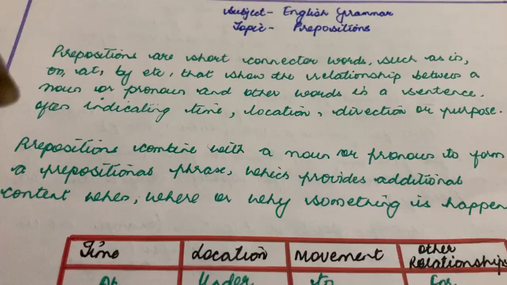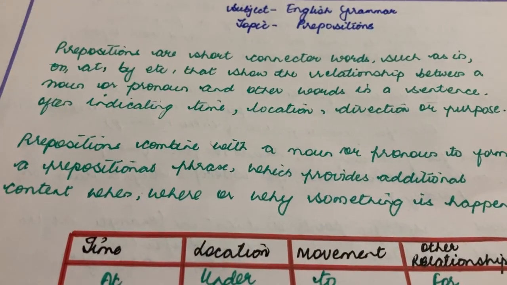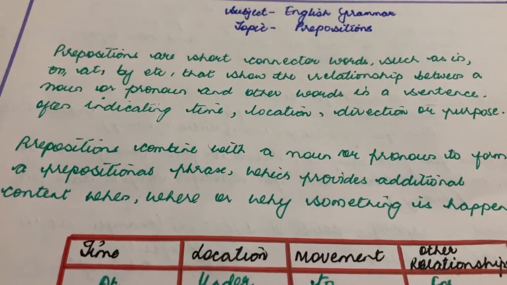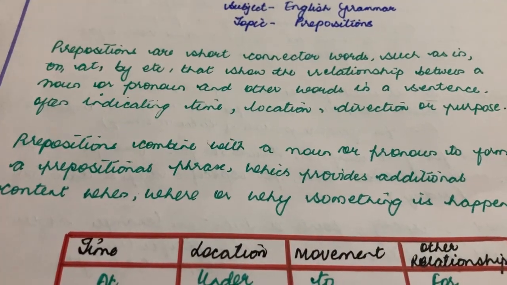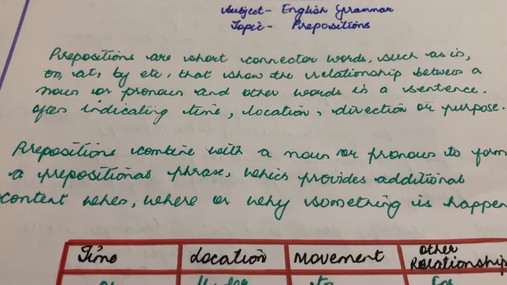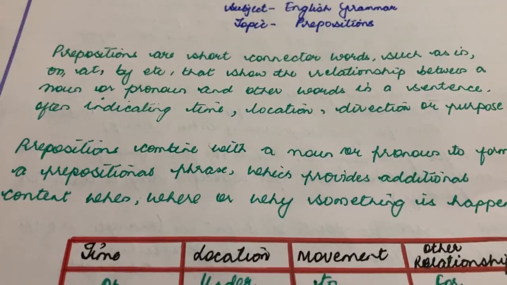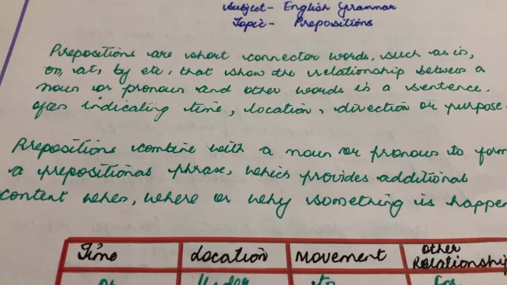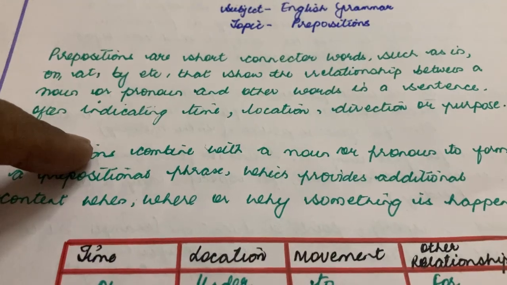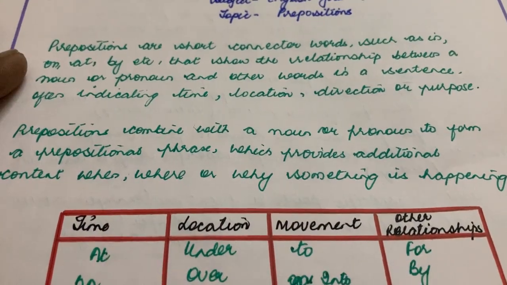So the definition of prepositions: these are short connector words that are used to show the relationship between a noun, a pronoun and the other words in a sentence. Examples of prepositions are in, on, as, by, etc. And what do they indicate? They indicate time, location, direction, and purpose.